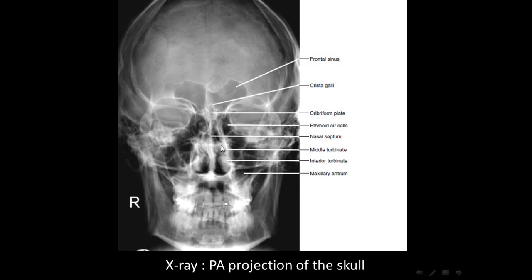This is the middle turbinate or middle concha, and this is the inferior turbinate. This is the maxillary antrum or maxillary sinus. This is the maxilla, and this is the mandible.